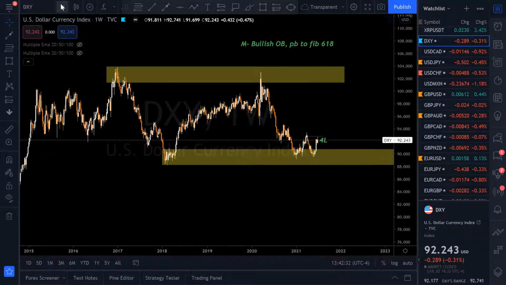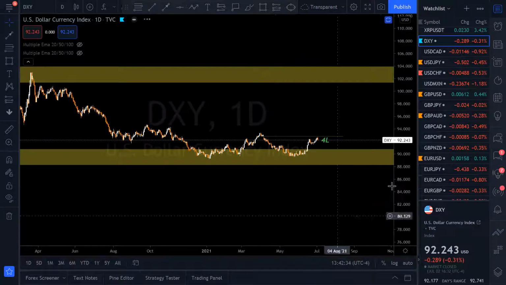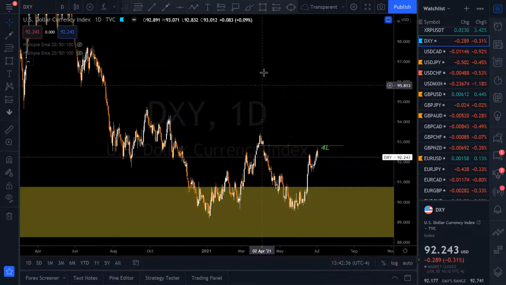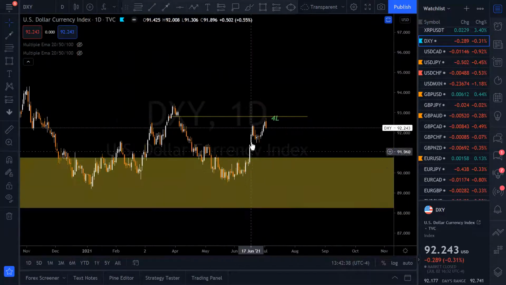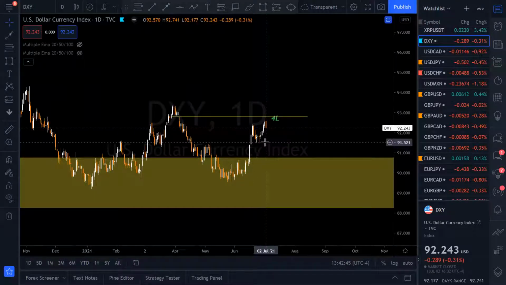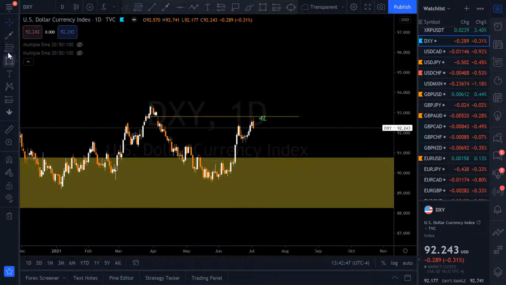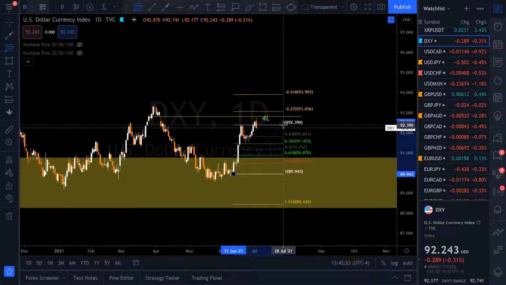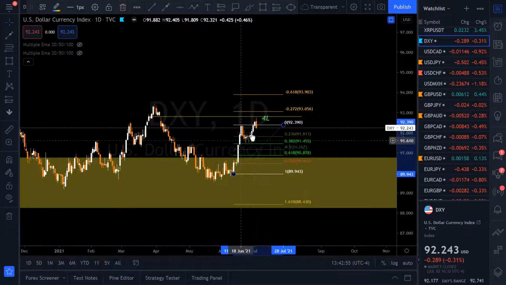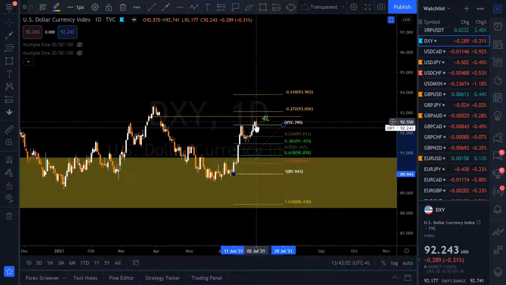Okay, if we go to the daily, we can see that price had this initial reaction from here and corrected about 38%. And that's what you want to see on your Fibonacci's as the first level where you expect price to reverse. And that's exactly what it did. It reversed. It broke these highs, indicating more strength.